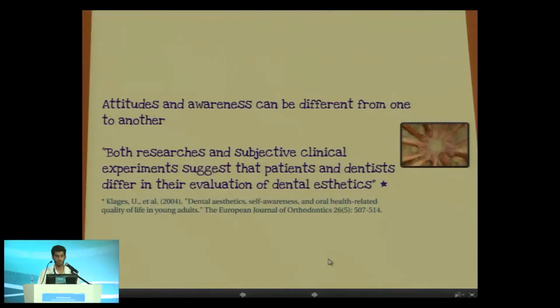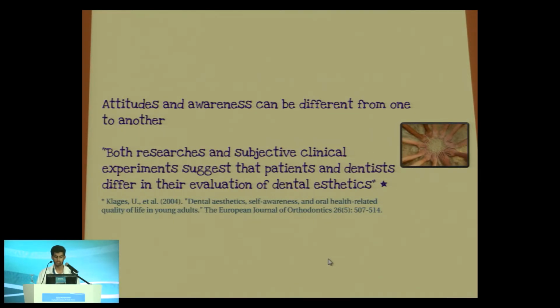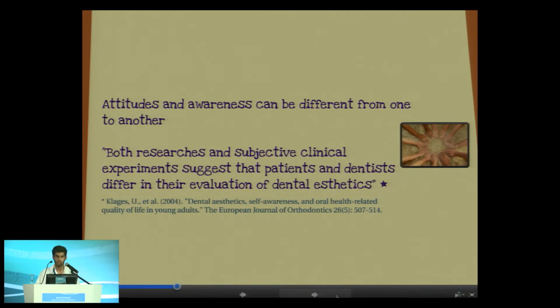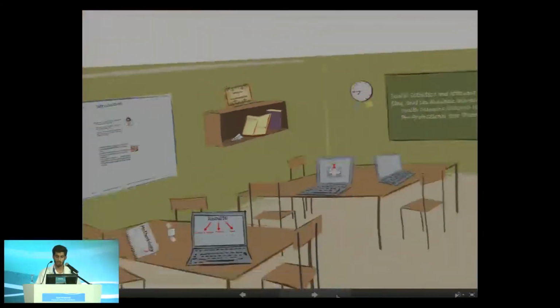Other quotes: attitudes and awareness can differ from one person to another. Both researchers and subjective clinical experiments suggest that patient and dentist differ in their evaluation of dental aesthetic. And also I have my reference here. This is why we need to investigate more. What could be the reason people have different ideas about the smile? I can give you a smile and someone says, okay, this smile is perfect. Another says, no, I like that smile better. So why do we have different perspectives on the smile? This is basically why we did our research.